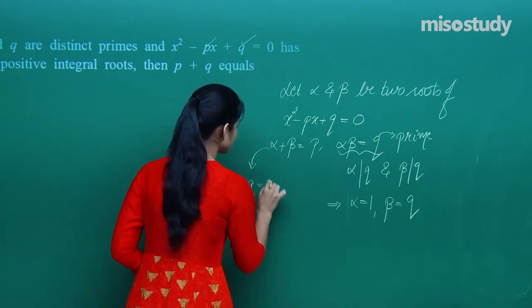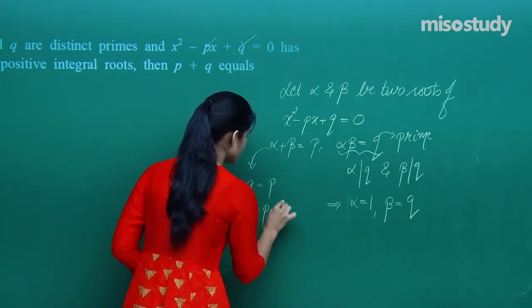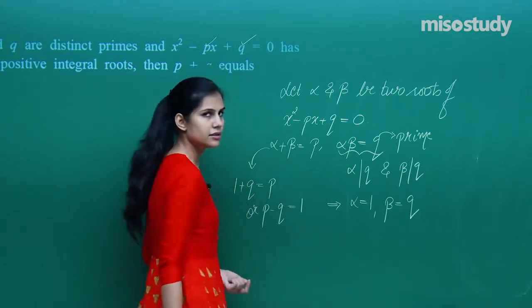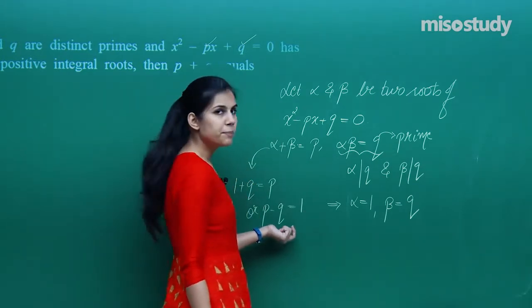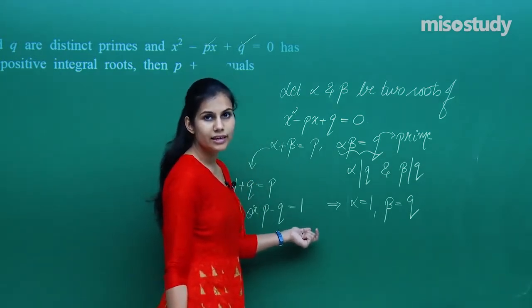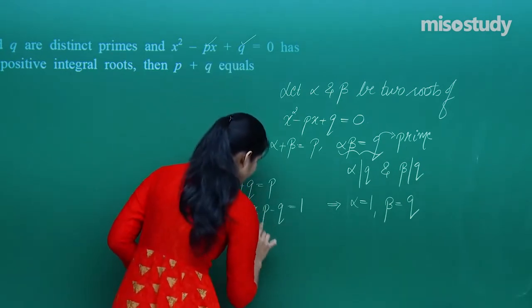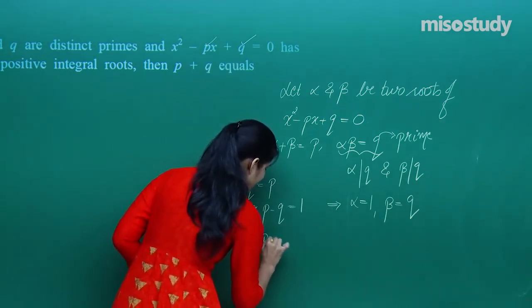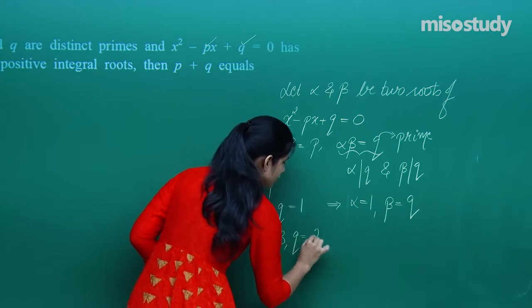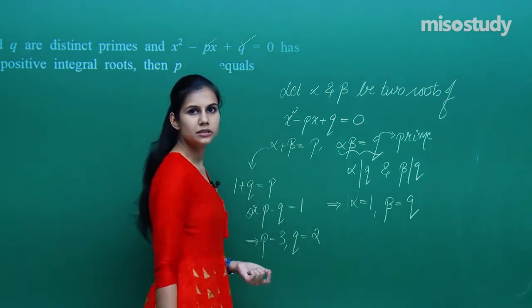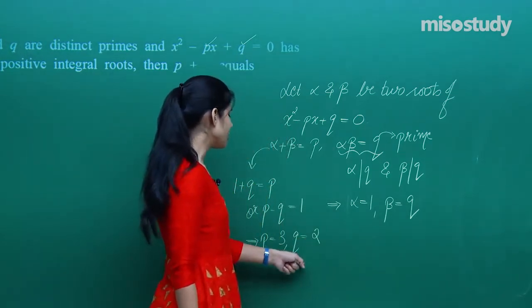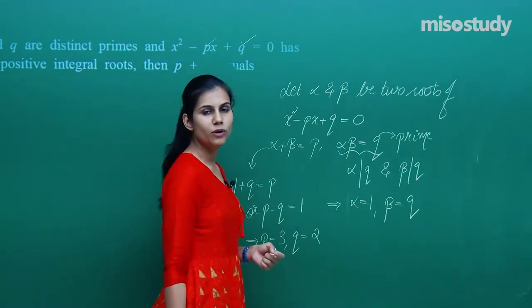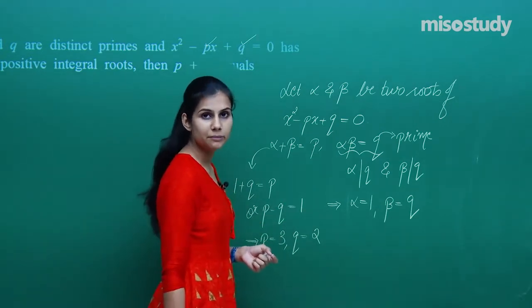1 plus q is p, or p minus q is 1. Now if P and Q are primes and their difference is 1, they are integers, I only have one option, that P will be 3 and Q will be 2. That's it. P has to be 3 and Q has to be 2 only, then P minus Q will be 1 when P and Q are given to be prime.